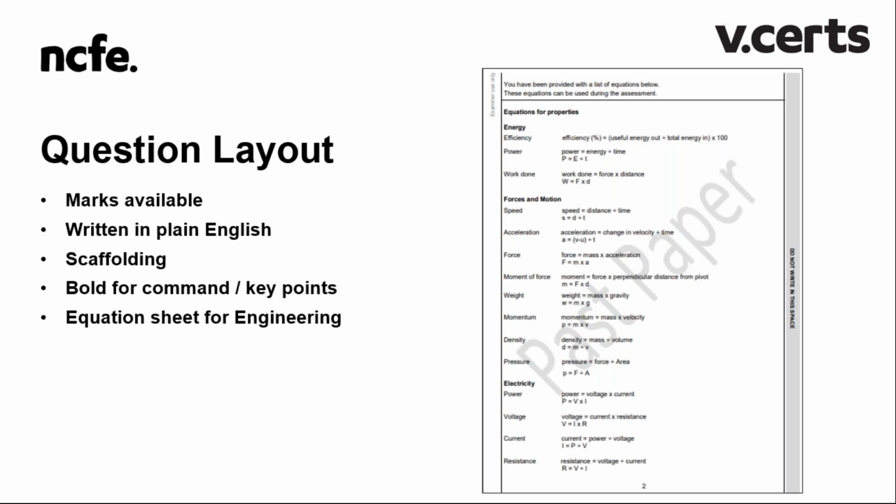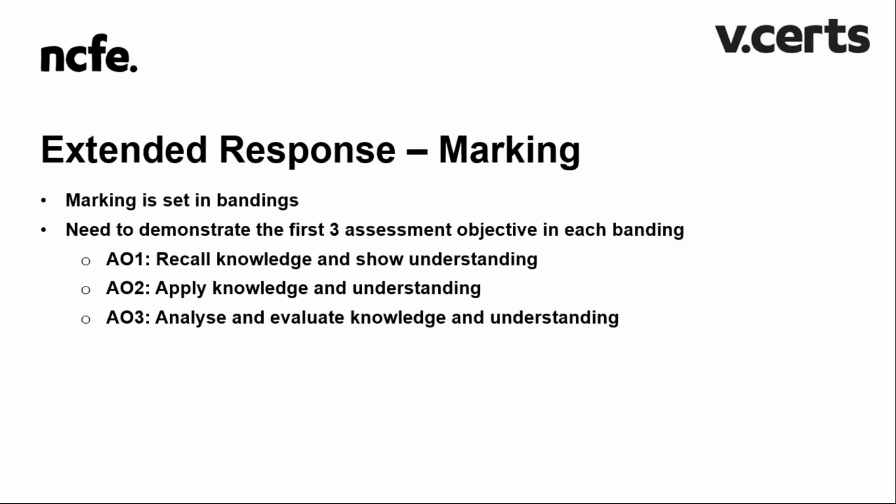So let's have a look at the extended response questions and how the marking of this is laid out. The marking is laid out in bandings or levels. And in each banding, the learners will need to demonstrate all 3 of the assessment objectives to be successful. So a band 1 or a level 1 answer needs assessment objective 1, 2, and 3 to be shown. And a band 2 would also need an assessment objective 1, 2, and 3 shown, but much more detailed. And band 3, the highest level, all 3 of the assessment objectives would have to be very strongly demonstrated. So I'll just show you a generic example.